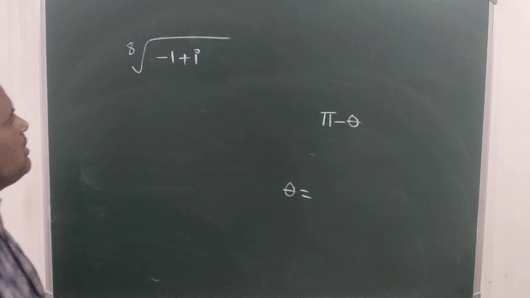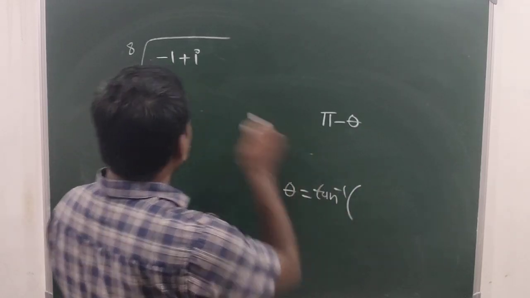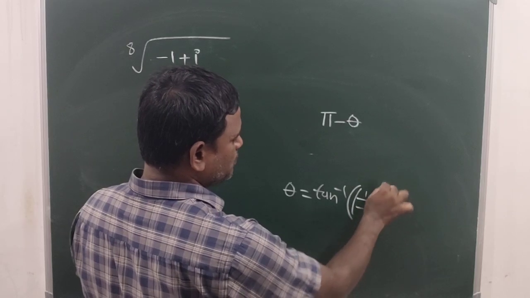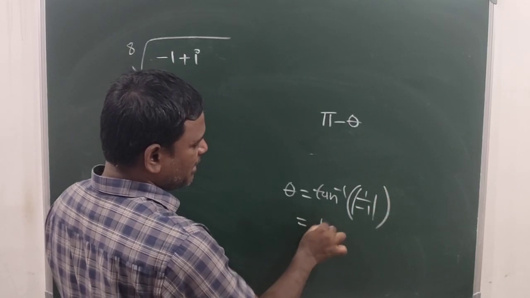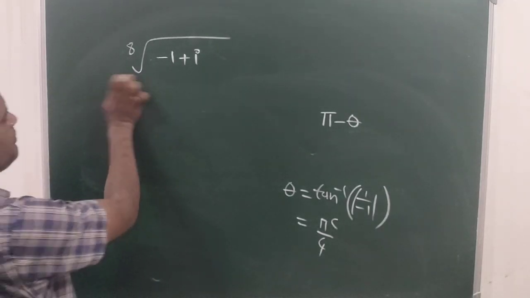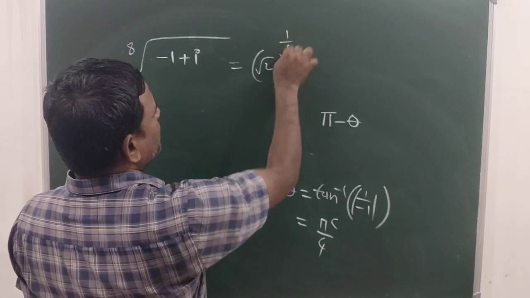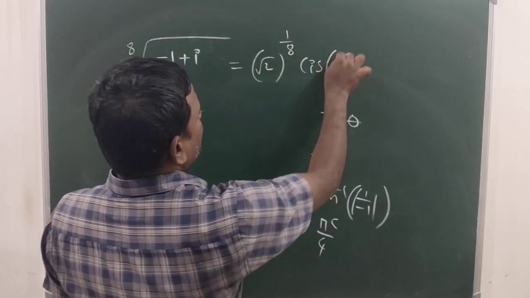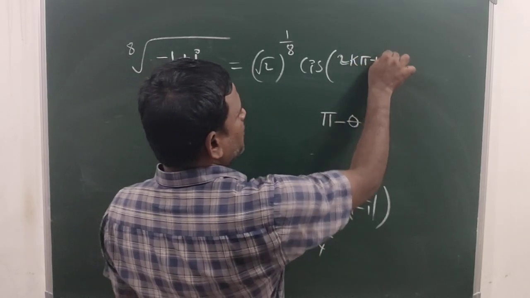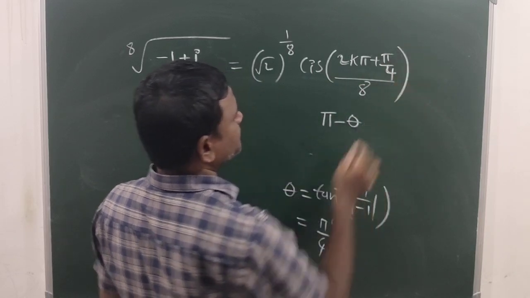Minus 1 plus i. Now prepare tan theta: tan inverse of y value 1, x value minus 1, so 1 by minus 1. Here use the modulus symbol so that you will get pi radians by 4. Now come back here and write magnitude root 2 whole power 1 by 8 and cis of 2k pi plus theta, pi radians by 4, whole by 8.